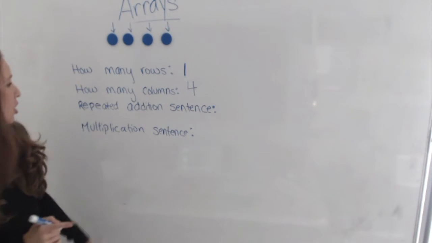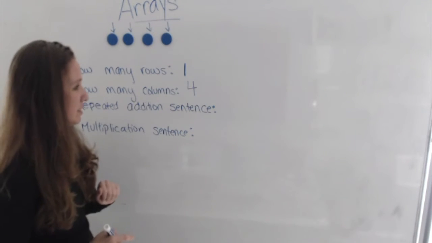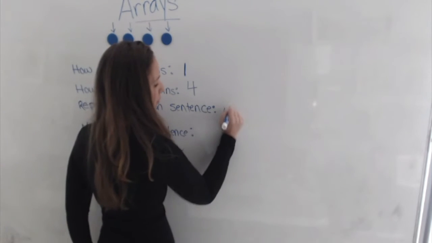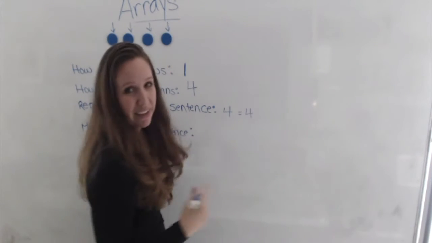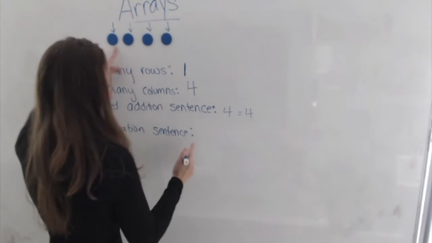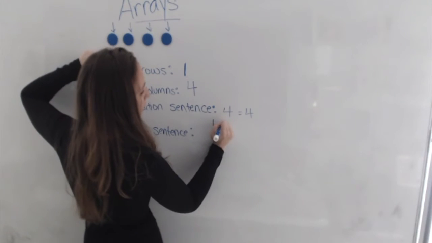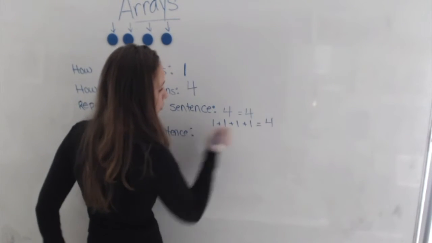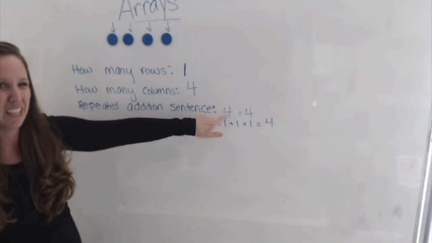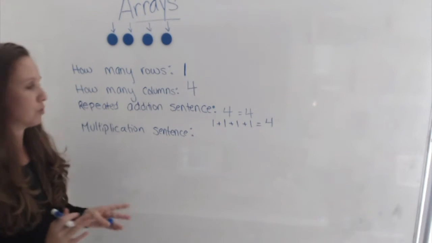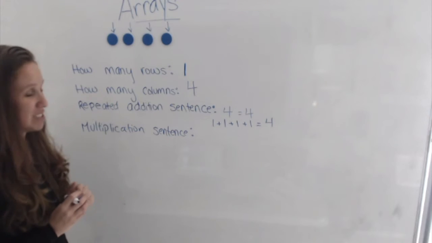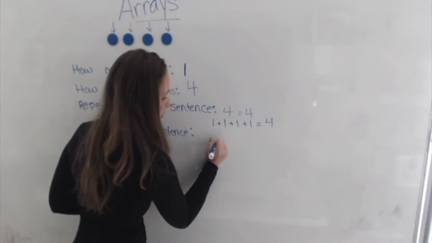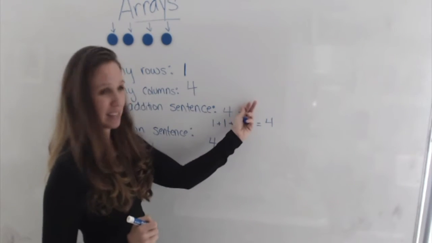Okay, now we're going to make our repeated addition sentence. Well, we're not really doing any addition if we just say 4. 4 equals 4, right? That's not an addition sentence. But how can we write it? We can write our columns. 1 plus 1 plus 1 plus 1 equals 4. So this one's not really wrong, but it's not the best answer to write. Now, for a multiplication sentence, what do we do? Well, we can look at the first one and write 4. How many 4's do we have on that side of our equation?